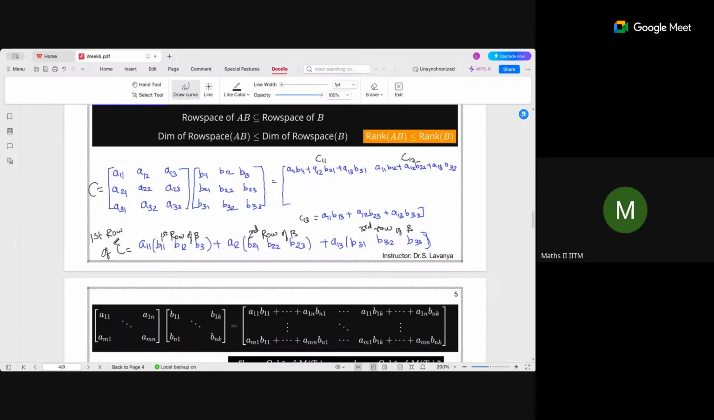So what is the observation here? Any row of the matrix multiplication AB, so this is your A, this is your B, right? The product AB, the rows of AB are linear combinations of the rows of B. Do you understand? Is that clear from this? Yes?